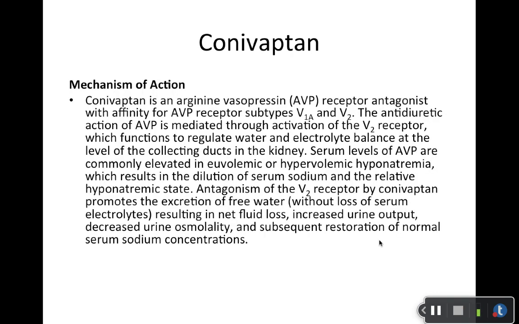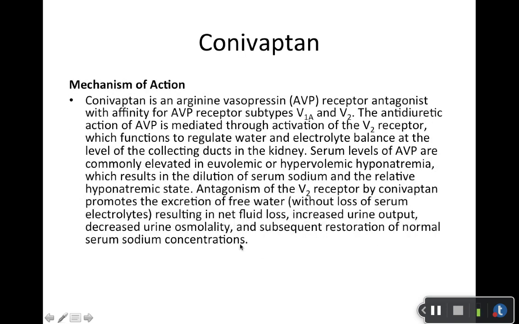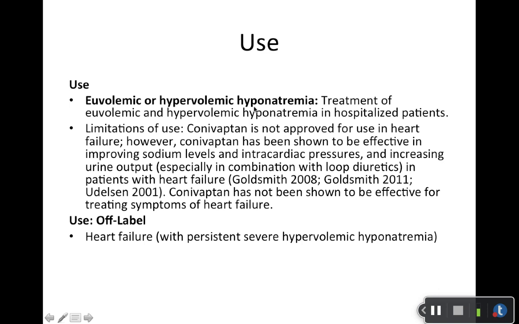Conivaptan is an IV synthetic vasopressin antagonist. Here's the mechanism of action that you can go through. Definitely read through all of that. But definitely look down here. It has a net fluid loss, increased urine output, decreased urine osmolality, and it subsequently helps restore normal serum sodium concentration. So that's kind of a tip, with the mechanism of action, of what the uses are. It can help treat hyponatremia. Go ahead and read through that.